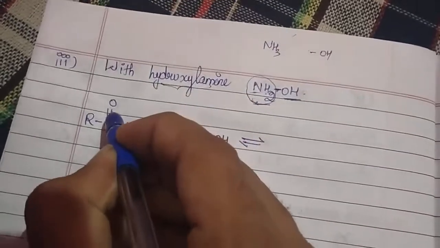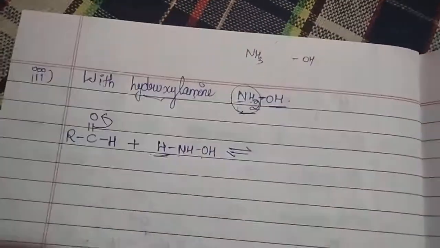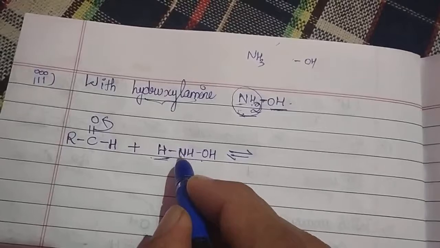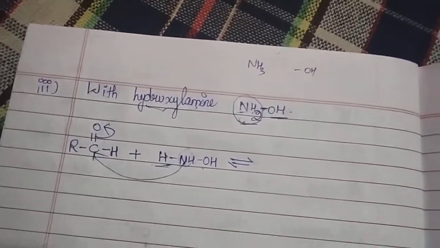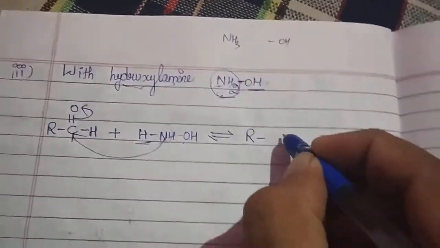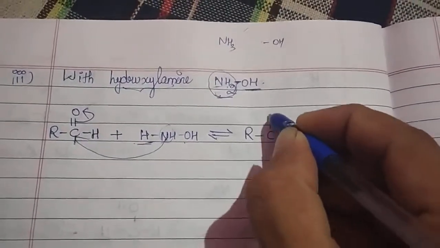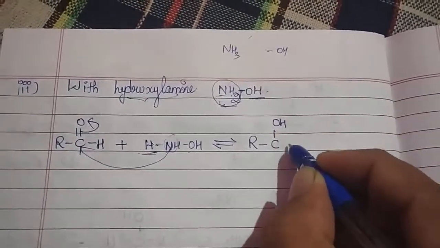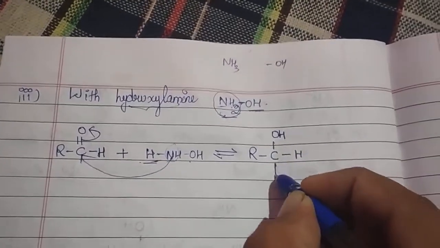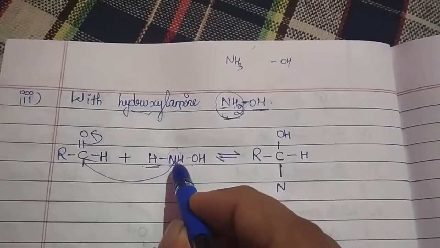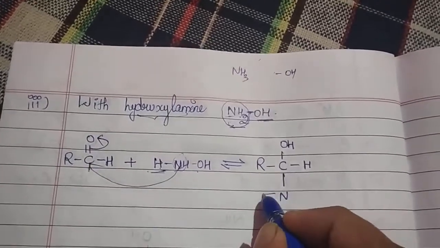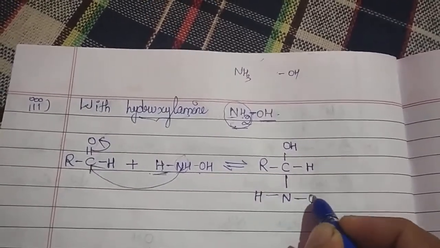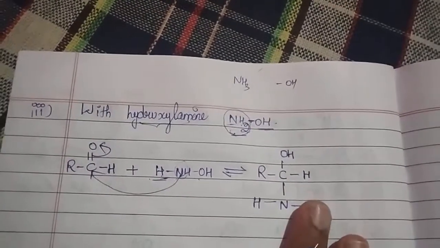Again, the pi electrons will be attracted towards oxygen. So the electron density on the nitrogen will be more, and it is going to attack our carbonyl carbon. Here you will be getting R, C single bond OH, with one H as it is. Along with N, this H is not there because it has gone over here. So one H is there, and another OH is there. This is our intermediate.